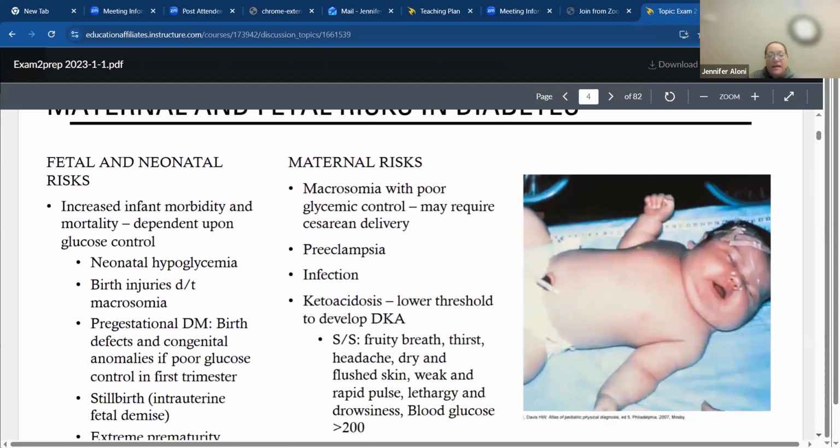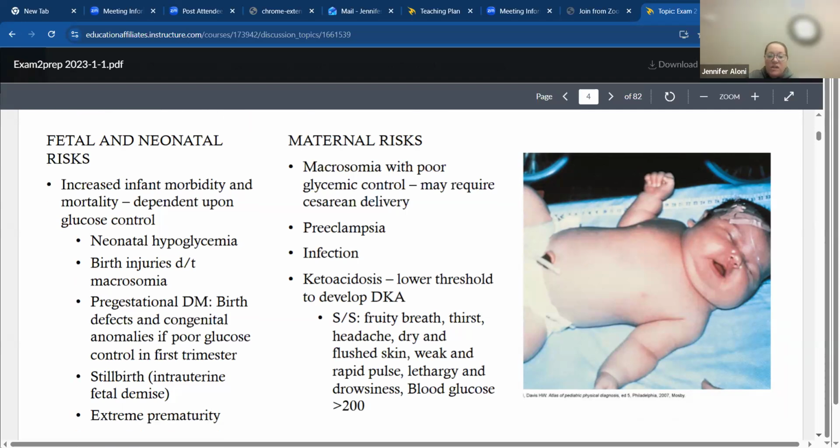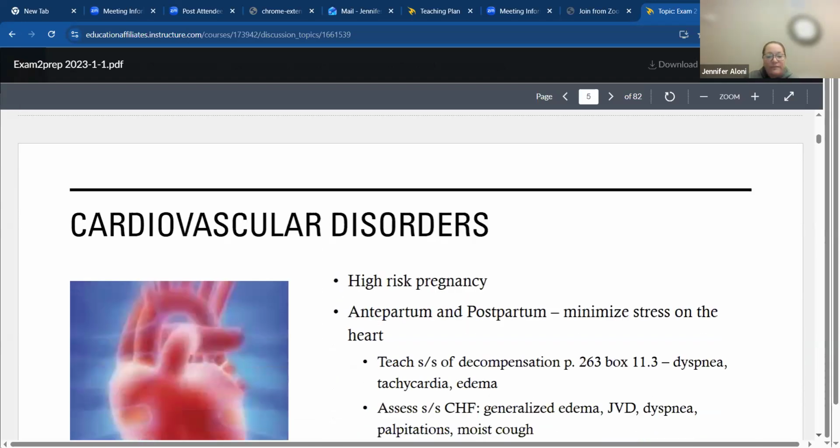Risks with diabetes, you're going to have those big babies. You may have neonatal low blood sugar. You might have macrosomia, birth defects and cognitive abnormalities if you have poor glucose control. So very important for your diabetics to have good control before they're pregnant. Preeclampsia, infection, and ketoacidosis we see can occur.